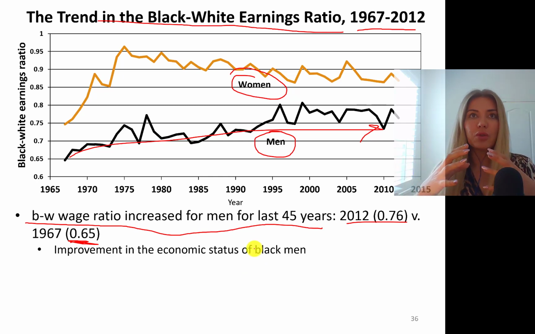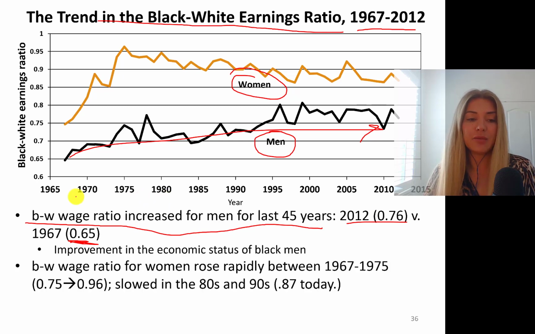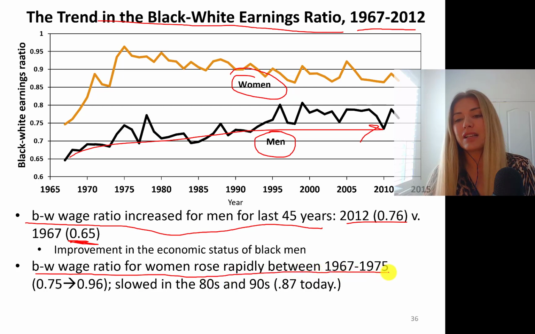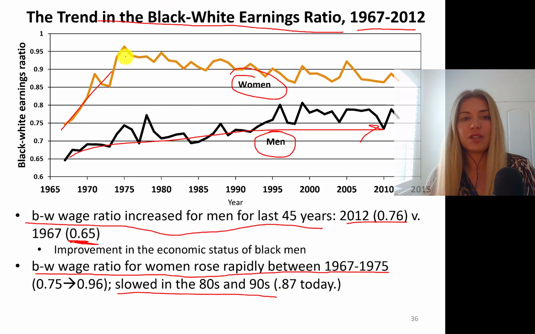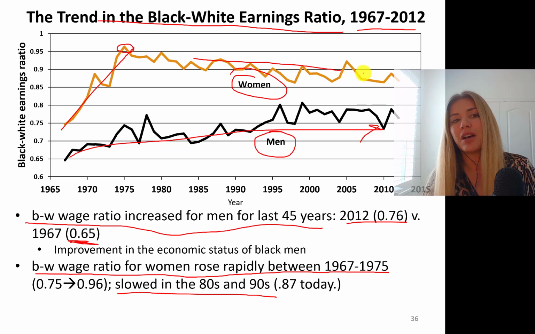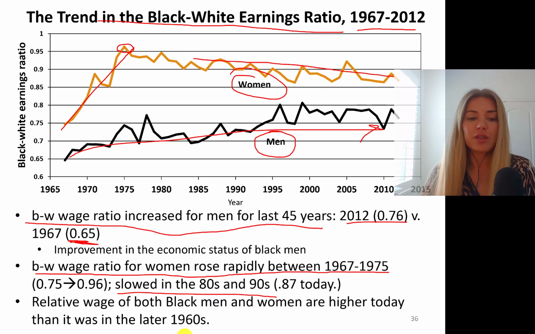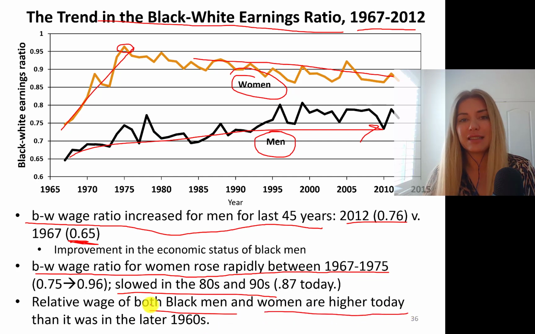So when you move those black men out of the labor market, what happens is that you actually have a limited number of black men in the civilian population. The black-white wage ratio for women rose rapidly from 67 to 75, but it slowed in the 80s and 90s. There's a huge increase here, almost caught up, more than 90%. But now there has been a slowdown and mild decline, okay? So the relative wage of both black men and black women is higher today than it was in the 1960s.